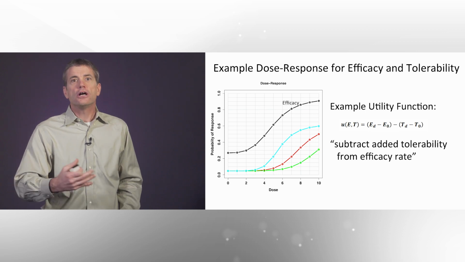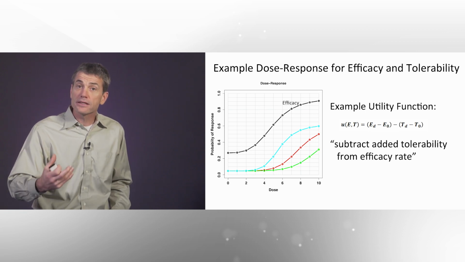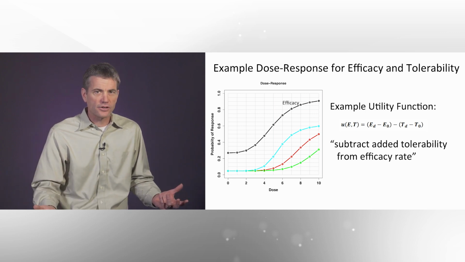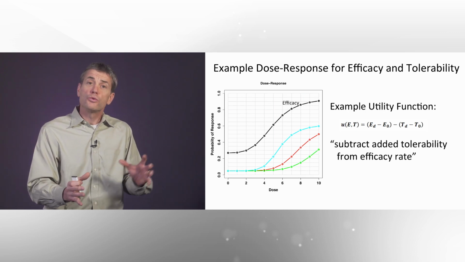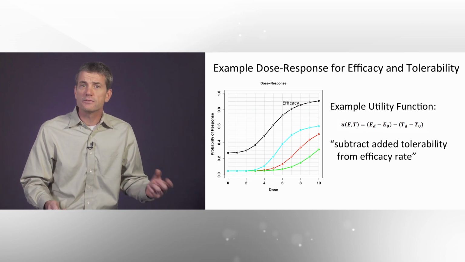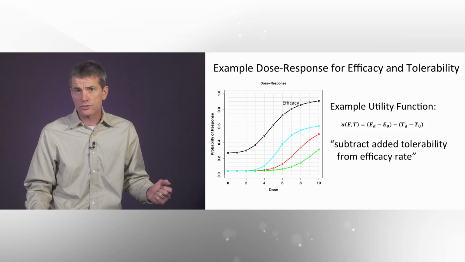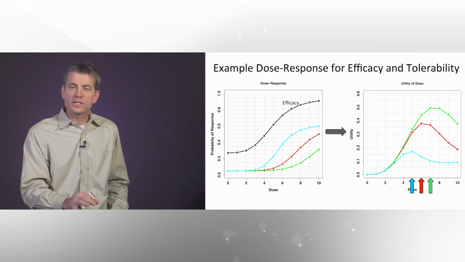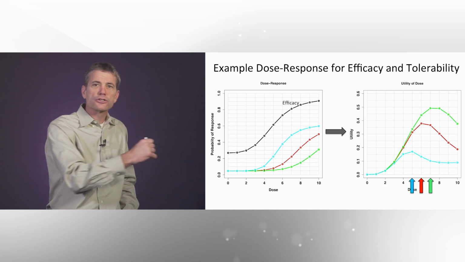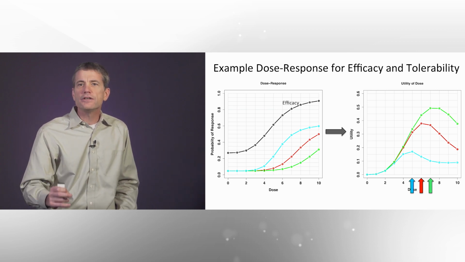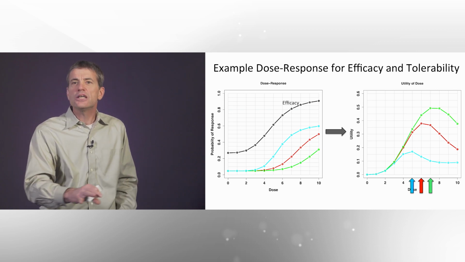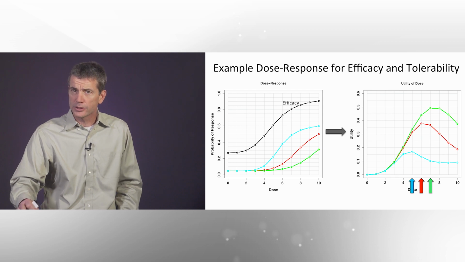You could imagine a coefficient of tolerability making them more important or less important, or more complicated functions. But this is a simple function, really, of looking at the space between the two curves as the relative value or utility of a dose. So with that utility function, the graph on the right side of the slide here shows the utility of each of the doses using the utility function we described, with equal weighting of efficacy and tolerability.